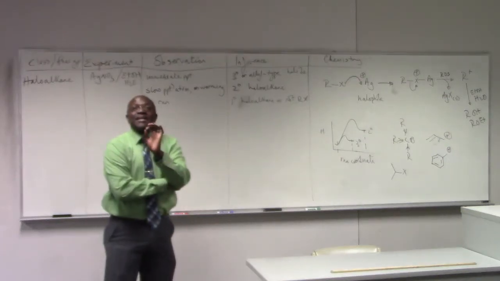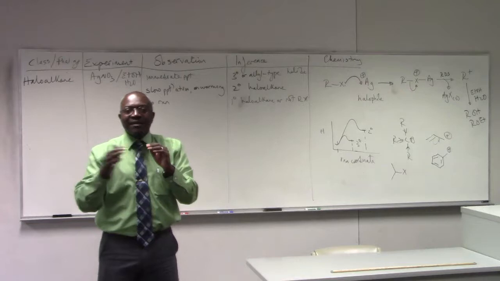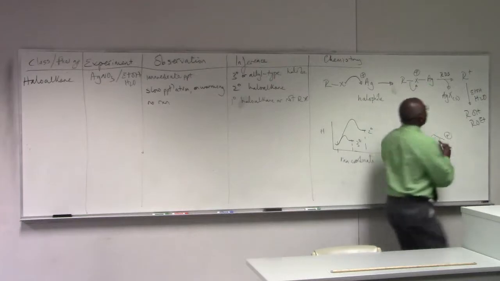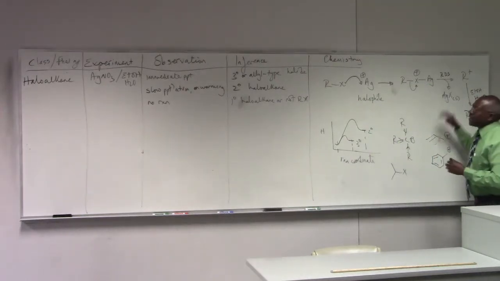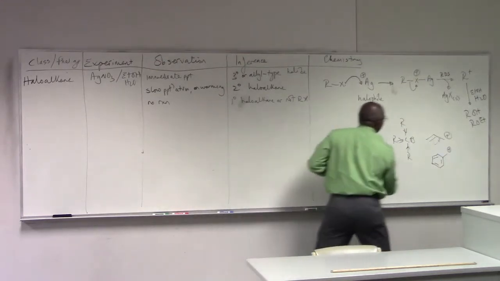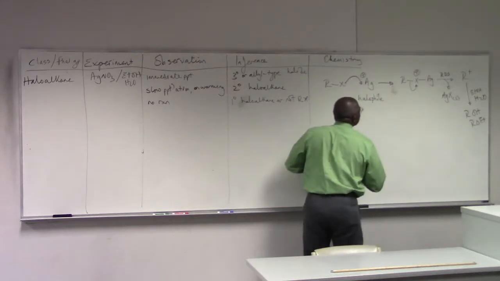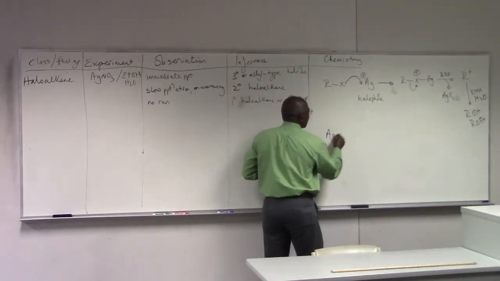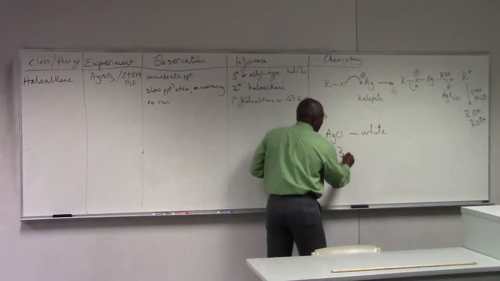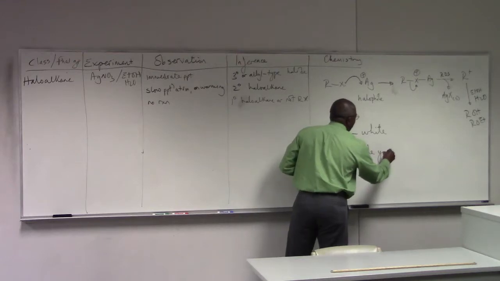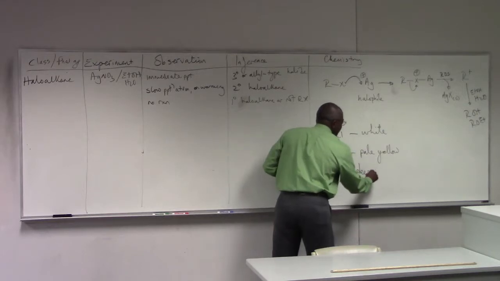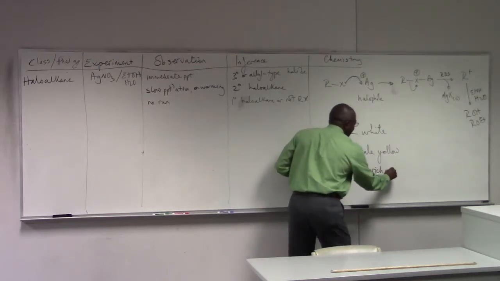But this test has another degree to it, because the silver X compounds have different colors. So when X is chlorine, when it's silver chloride, this is a white solid. When it's silver bromide, this is a pale yellow solid. When it's silver iodide, this is a deep, really rich yellow color.